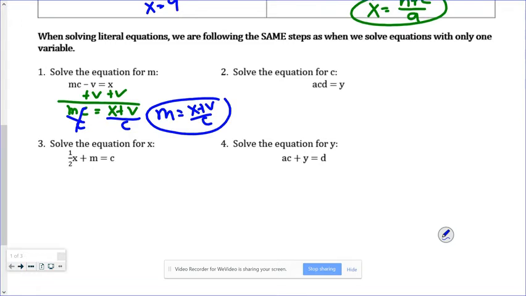If you want to use a highlighter to highlight those letters, feel free to do that. Number 2, we're solving for c. So I'm just going to underline it because I don't have a highlighter with me right now. But that's the variable we're solving for. So I have a and d right next to it. So they're all multiplied together. In order to undo multiplication, I need to divide. So I can divide by whatever is not c. So a and d are what I'm dividing by. So those cancel. So I'm just left with c equals y divided by a times d, and that is my answer.